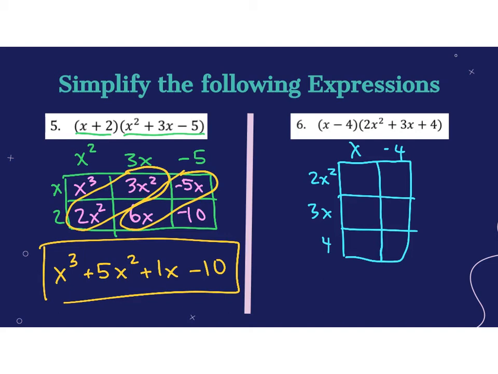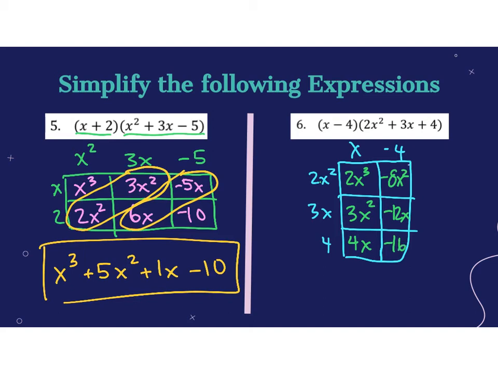Now I'll multiply on the inside, and again, it doesn't matter, horizontal or vertical, it's not going to make any bit of difference. So 2x squared times x is 2x to the third. 2x squared times negative 4 is negative 8x squared. 3x times x is 3x squared. 3x times negative 4 is negative 12x. 4 times x is 4x. And 4 times negative 4 is negative 16.